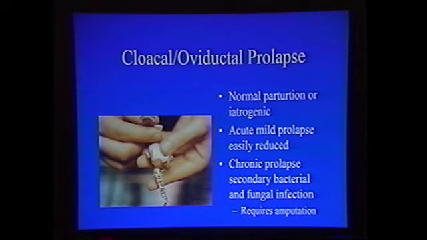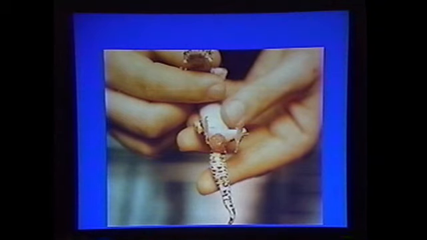Acute mild prolapse is easily reduced. Chronic prolapse is a problem due to secondary bacterial and fungal infection and may require amputation of the prolapsed material. Prolapse of the reproductive tract in a turtle. Prolapse of the cloaca in an iguana. Prolapse of the cloaca in a gecko.